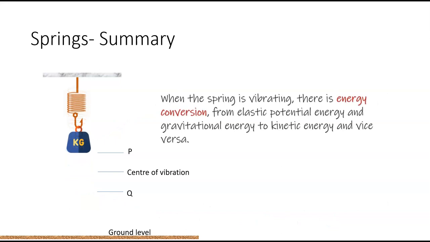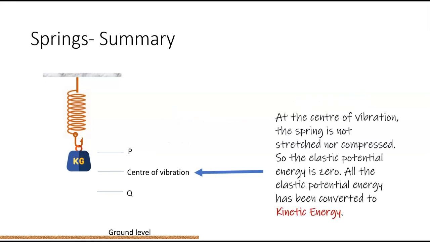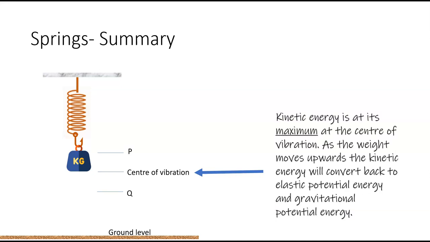When the spring is oscillating, there is energy conversion from elastic potential energy and gravitational potential energy to kinetic energy and vice versa. At the center of vibration, the spring is not stretched nor compressed, so the elastic potential energy is zero. All the elastic potential energy has been converted to kinetic energy. Kinetic energy is at its maximum at the center of vibration.